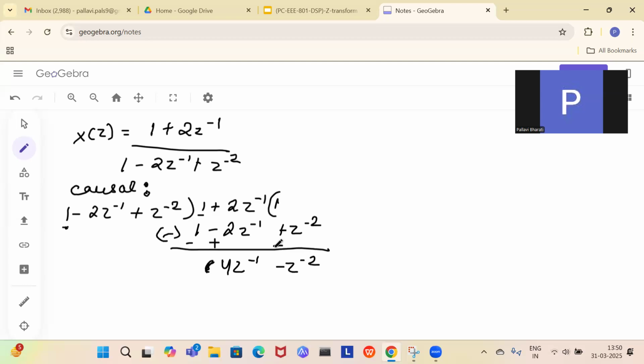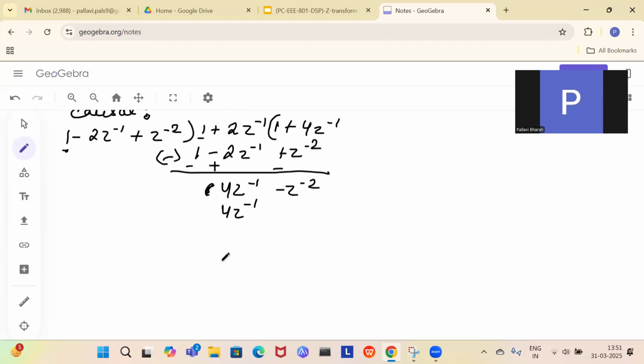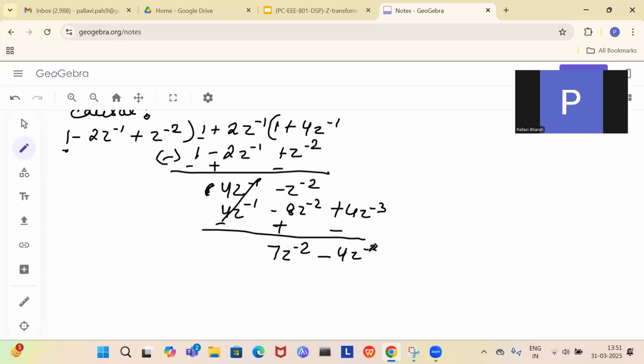So you need to multiply something so that the full 4z to the power minus 1 gets cancelled. So 4z to the power minus 1, if you multiply, since the sign will change, it will get cancelled. Now again, this 4z to the power minus 1 has to be multiplied with this one and this one. So what we will get is minus 8z to the power minus 2, and plus 4z to the power minus 3. Now just subtract it. This gets cancelled. This is 7z to the power minus 2 minus 4z to the power minus 3.